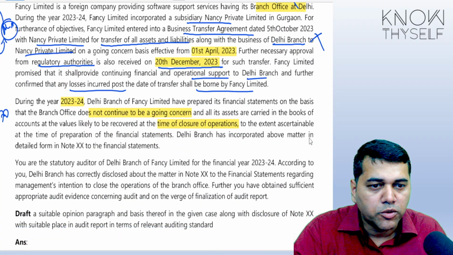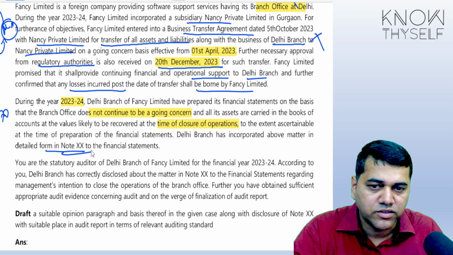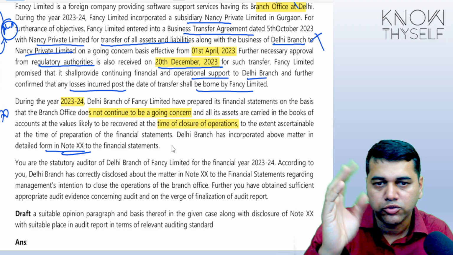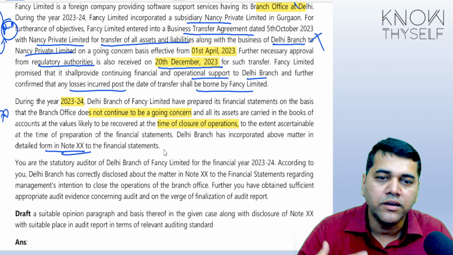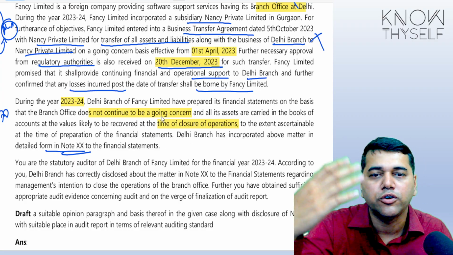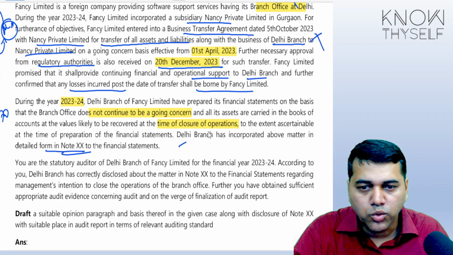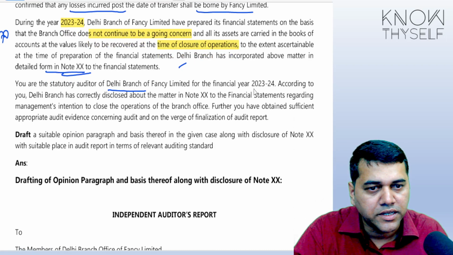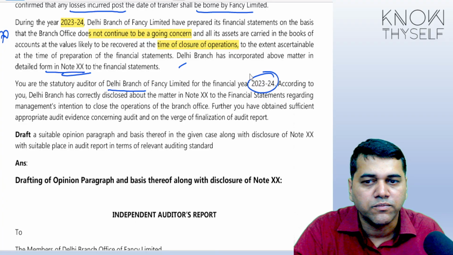Delhi branch was incorporated above matter in the detailed notes. Okay, so they told that we are no more a going concern. Our parent has sold us to so and so. So we are going to be closing our businesses and we are going to get merged with them. You are the statutory auditor of the Delhi branch of Fancy Limited as on 31st March 2024.